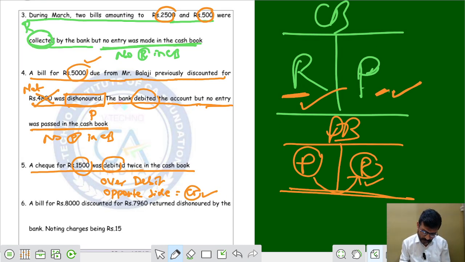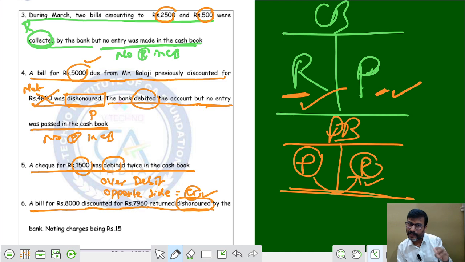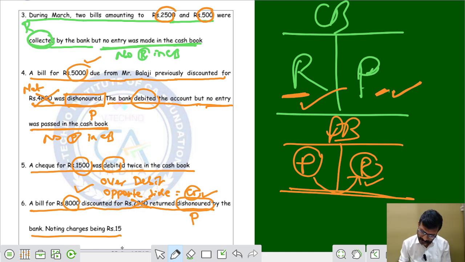A bill for rupees 8000 discounted for 7960, again returned dishonored. Now what do we say? Dishonor. Again dishonor. See, in this particular problem, three times you come across dishonor. As I told you, dishonor means payment. We are not supposed to take the net amount, we have to take the gross amount. And noting charges of 15 are also given. We have to add the noting charges to the gross amount.